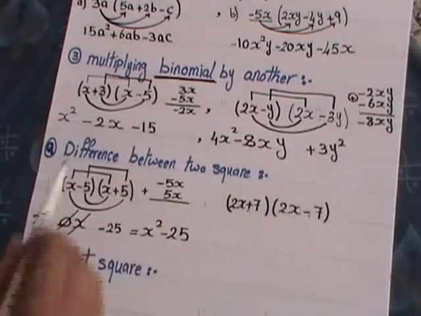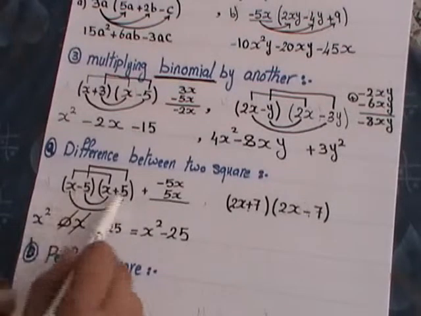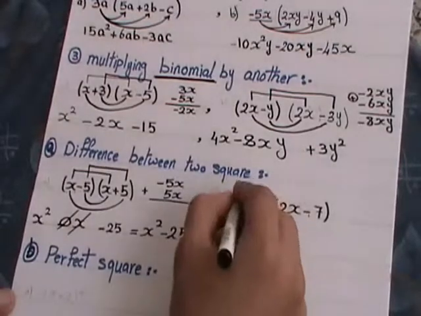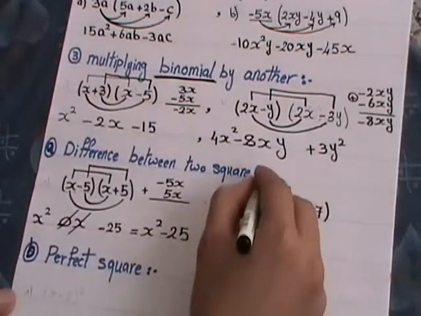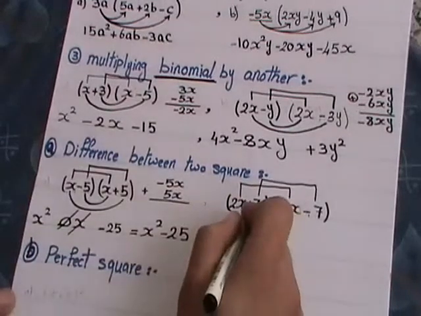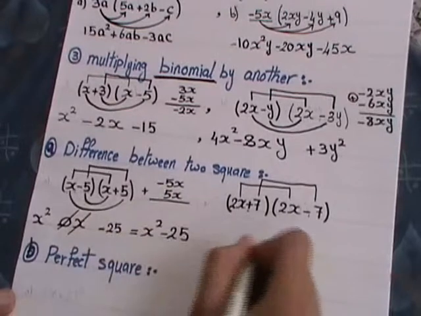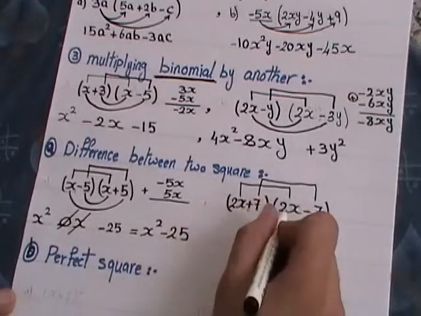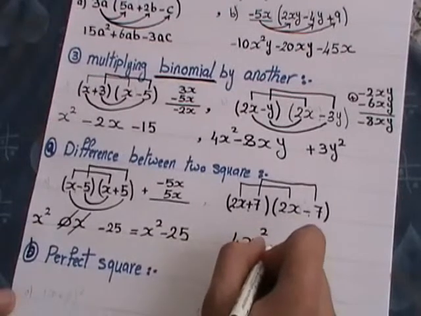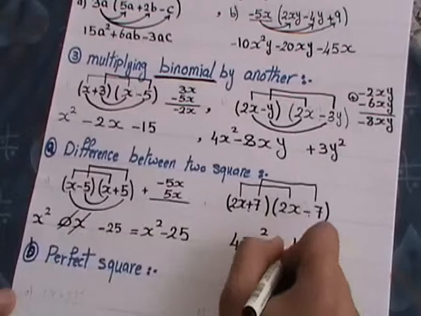As in the last example, where we have x minus 5 and x plus 5, the two brackets are the same except the middle sign. We start first times first and then second times second, and we don't get the means and the extremes because they equal 0. So we write 2x times 2x equals 4x to the power 2. Then we write minus, and then 7 times 7 equals 49.